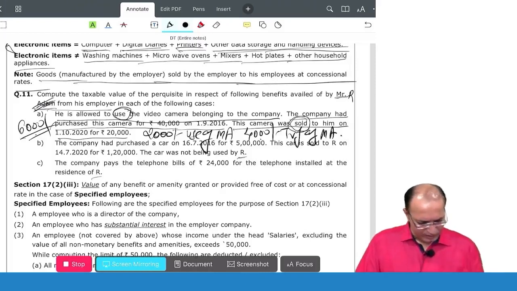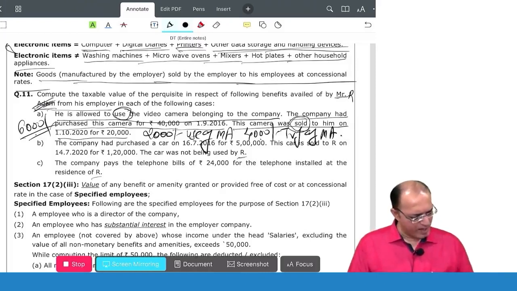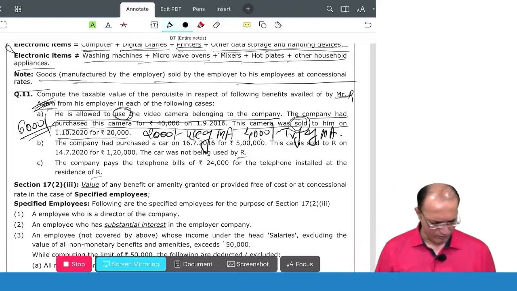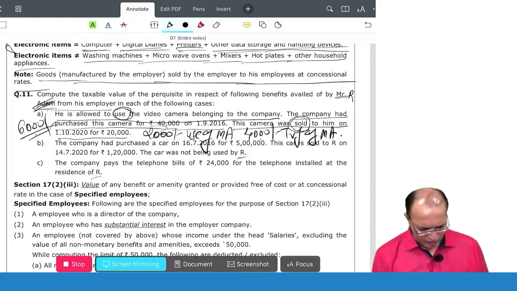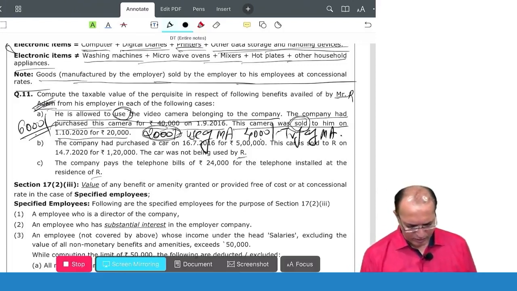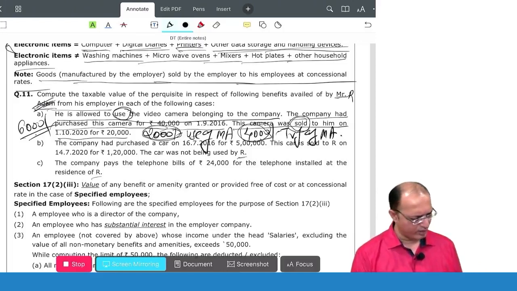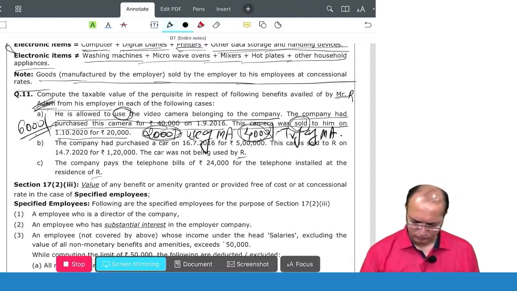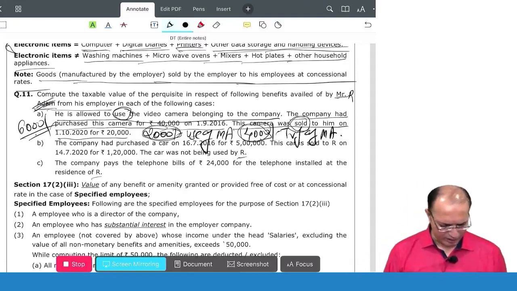So this 2000 for use of movable asset is also a perquisite value of the current year only. For which period? April 2020 to September 2020. Correct? So this 2000 is the perquisite value for use of movable asset in the current year, April 20 to September 20. And this 4000 is the perquisite value for the current year only, but that is not for use, that is for transfer. Is that very, very clear?